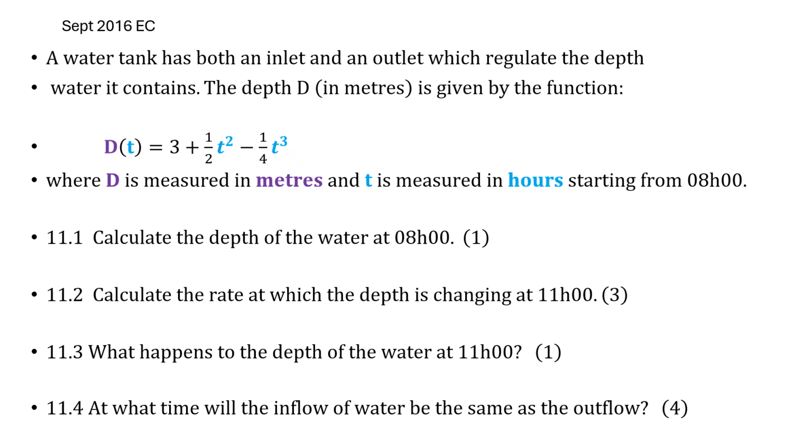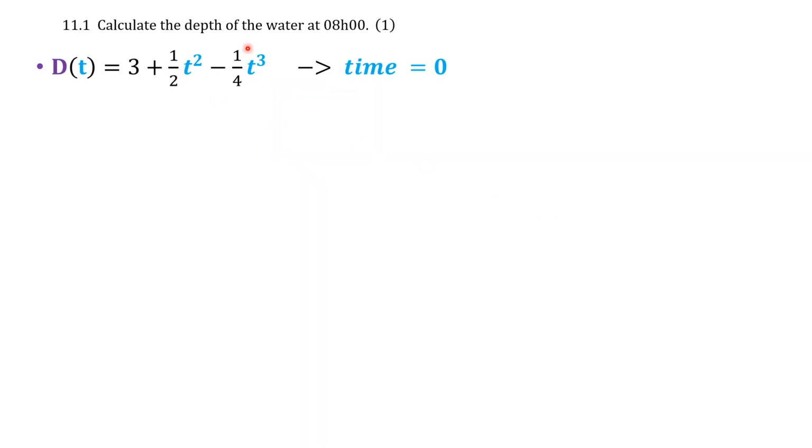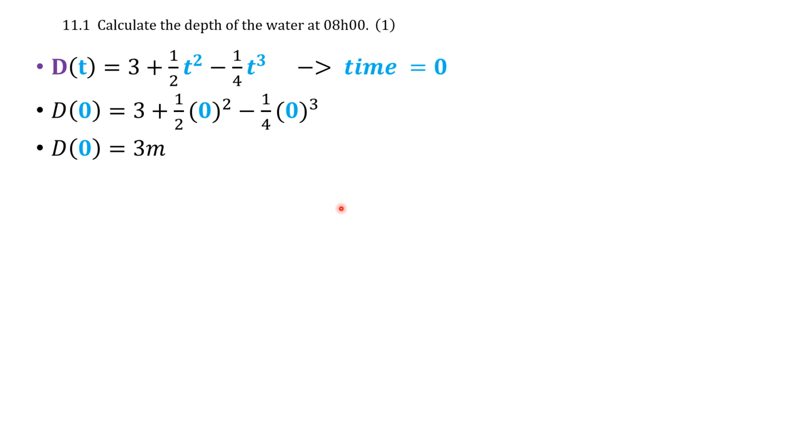So let's look at the first question. Calculate the depth of water at 8 o'clock. So that time is 0. Remember, we're starting at 8. So we're going to take the 0 and substitute it wherever I see t. D(0) = 3 + (1/2)(0)² − (1/4)(0)³. So that becomes 0, and my answer is simply equal to 3 meters. So at 0 hours, my water is 3 meters deep, which is quite deep, more or less 2 short people standing on top of each other.